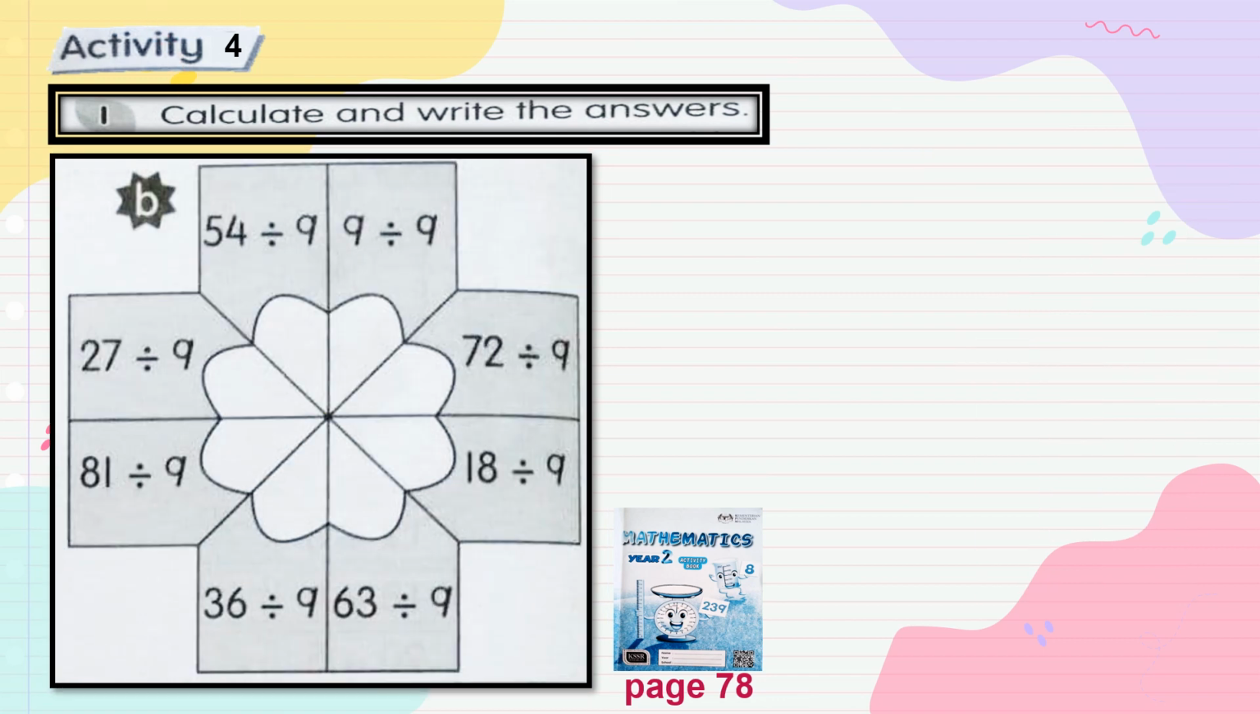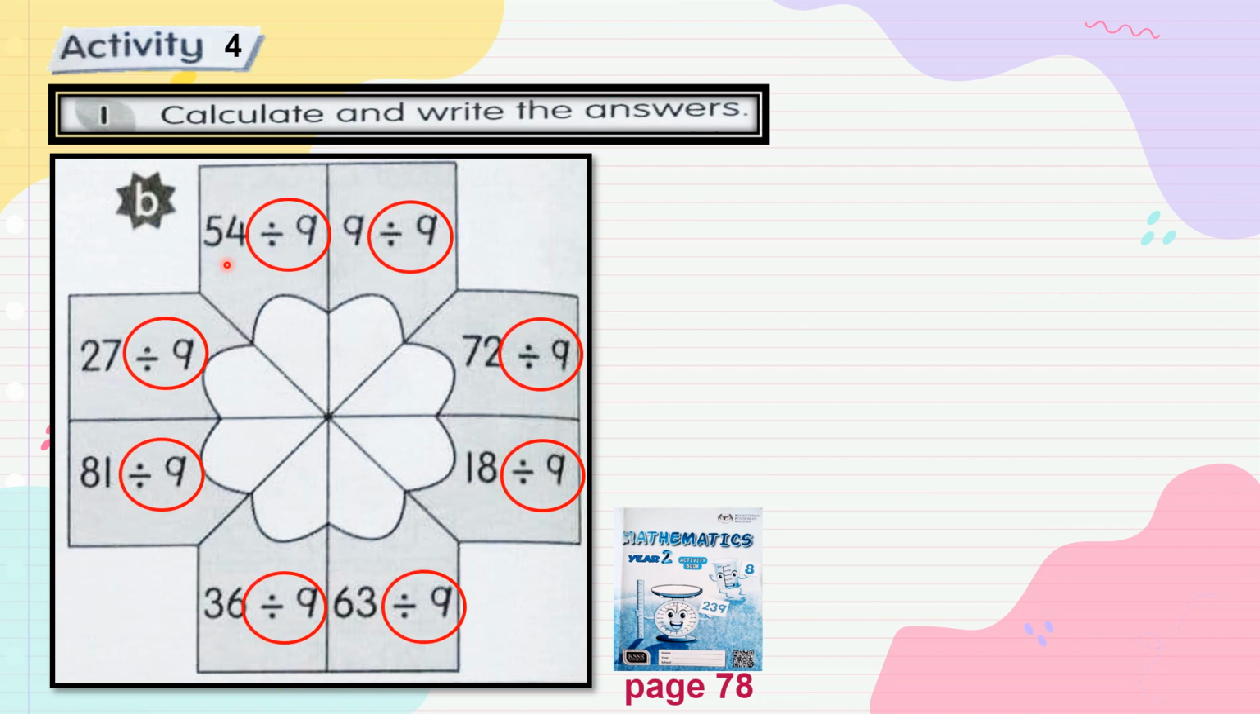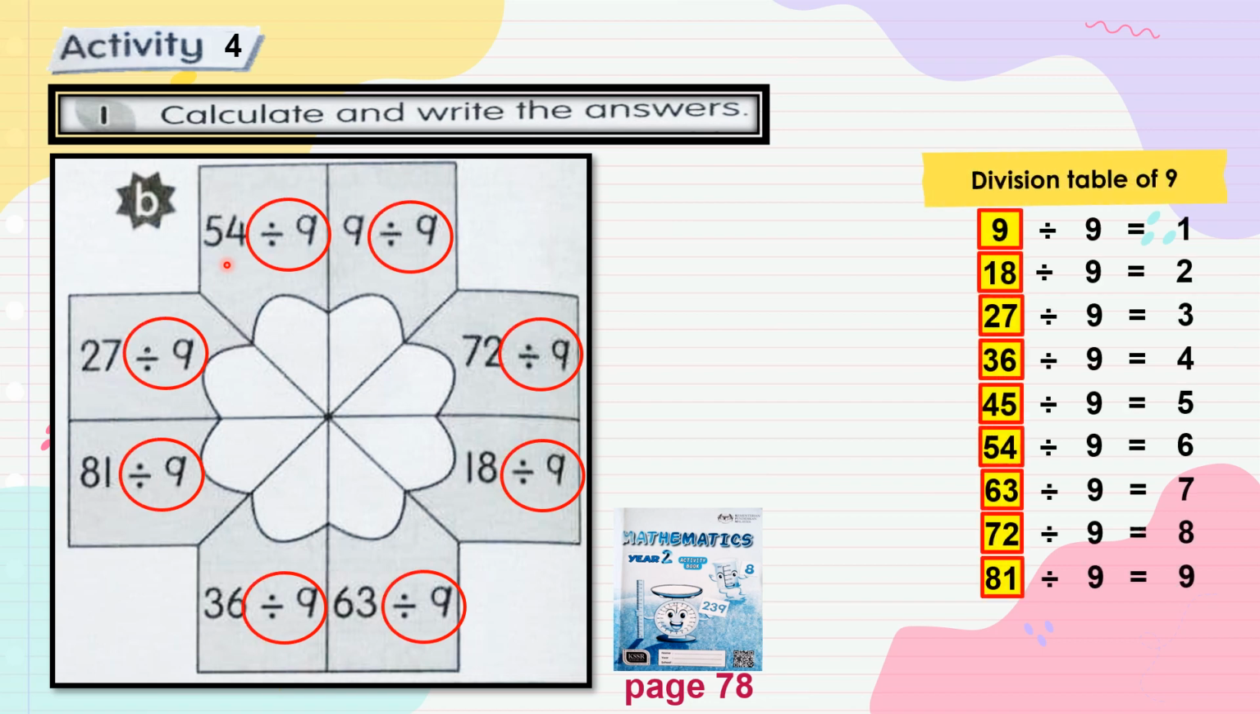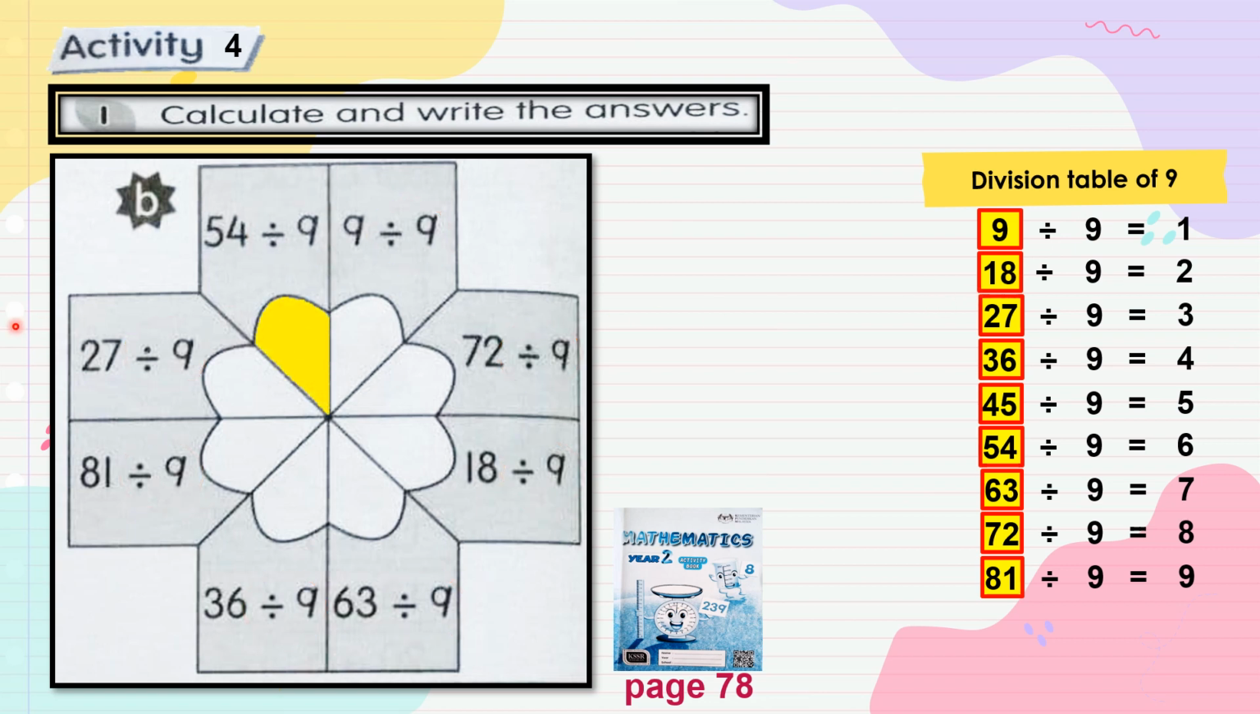Let's look at B. First, we find what division table that we will use. Yes, 9. So, we will use the division table of 9. Then, let's look at the first question. 54 divided by 9 is equal to. Let's refer to the division table of 9. 54 divided by 9 is equal to 6. So the answer here is 6.